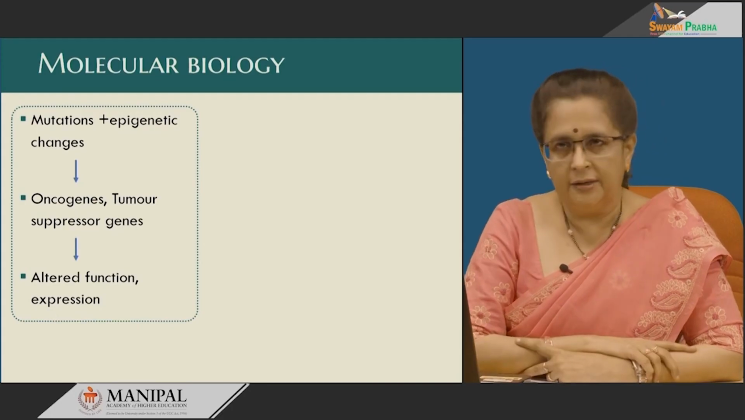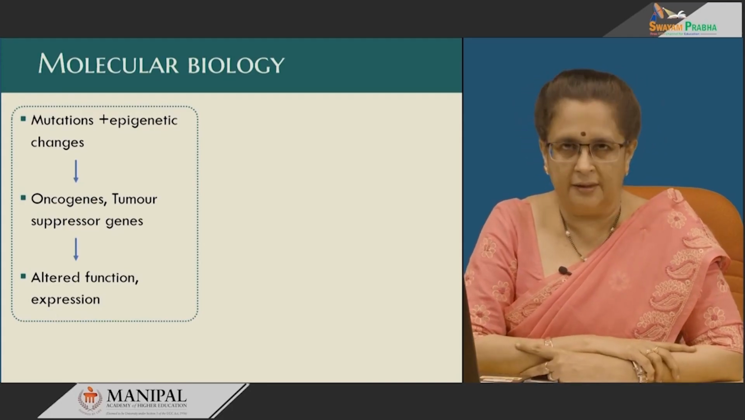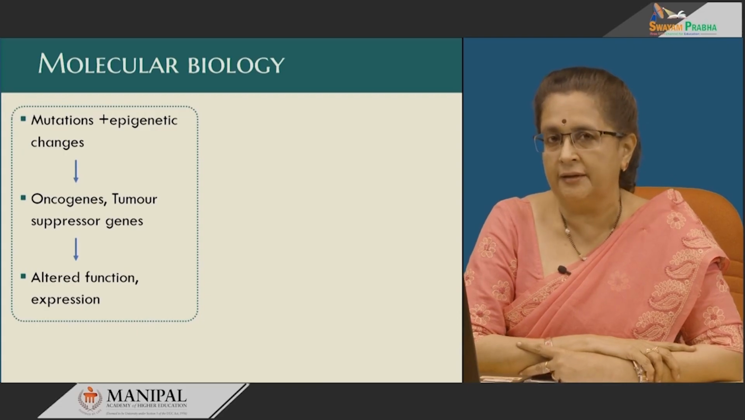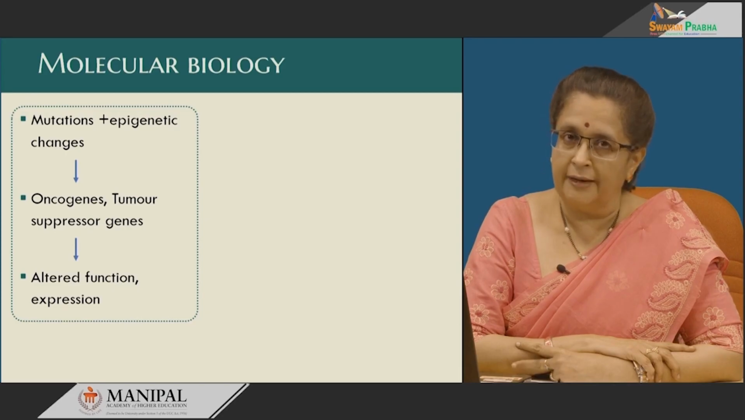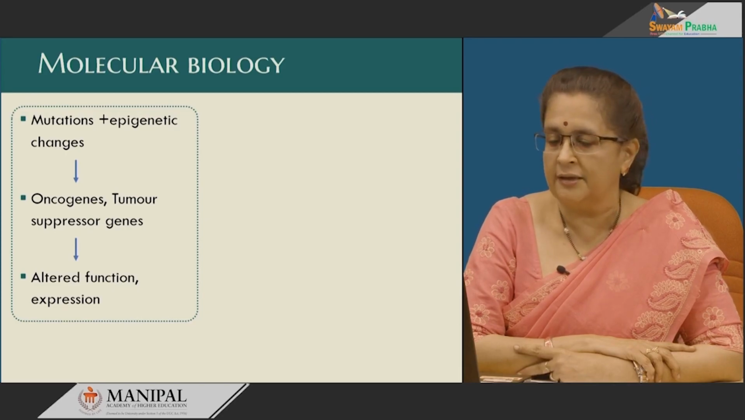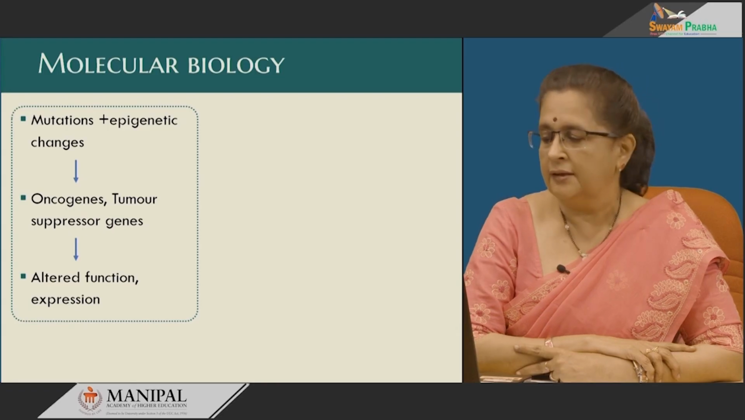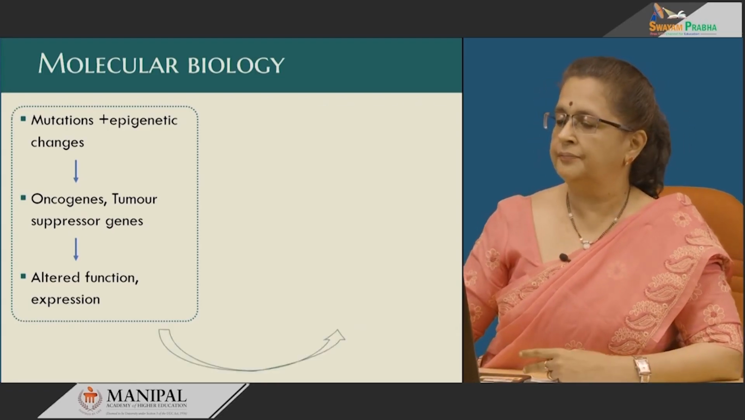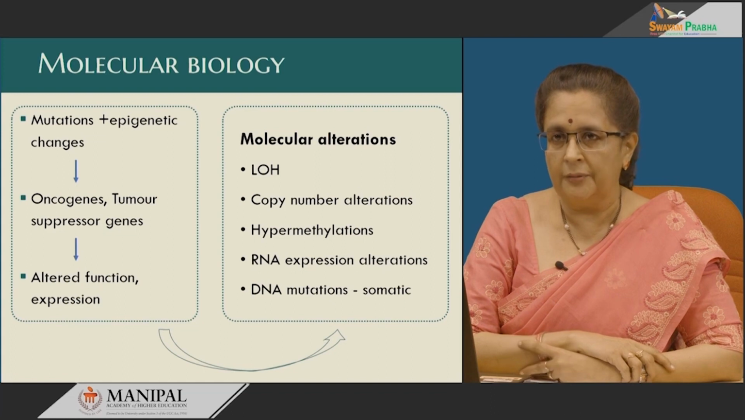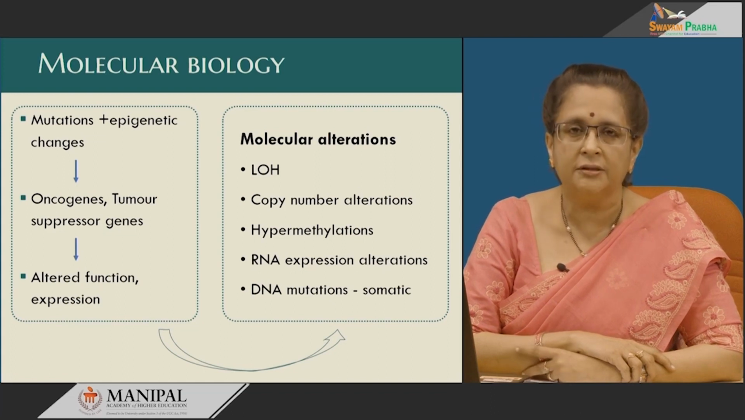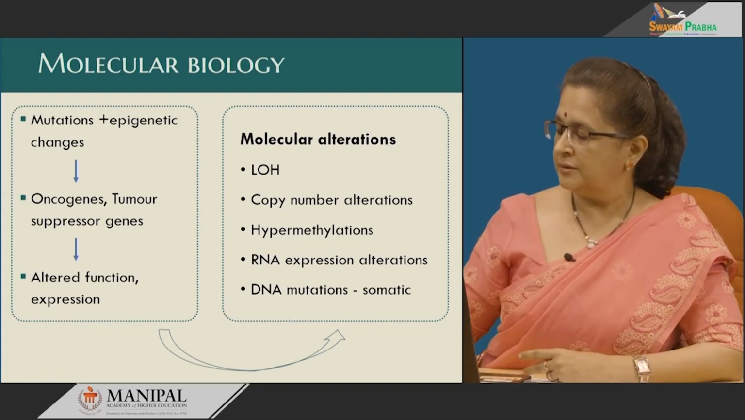So, molecular biology of head and neck squamous cell carcinomas: it usually is because of the carcinogenic agent affecting the oncogenes and the tumor suppressor genes. This is by mutations or epigenetic changes, and this gives rise to a lot of functional changes, that is, the genetic function is altered. These changes include loss of heterozygosity, copy number alterations, hypermethylation, RNA expression alterations and somatic DNA mutations.